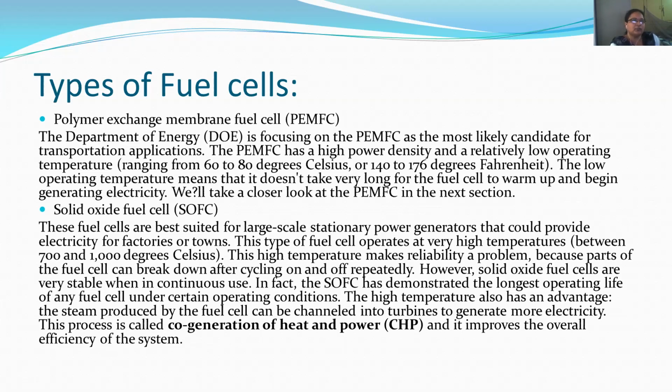This type of fuel cell operates at very high temperatures. This high temperature makes reliability a problem because parts of the fuel cell can be broken down by cycling on and off repeatedly. So solid oxide fuel cells are very stable when in continuous use. So we have to go on using these solid oxide fuel cells.